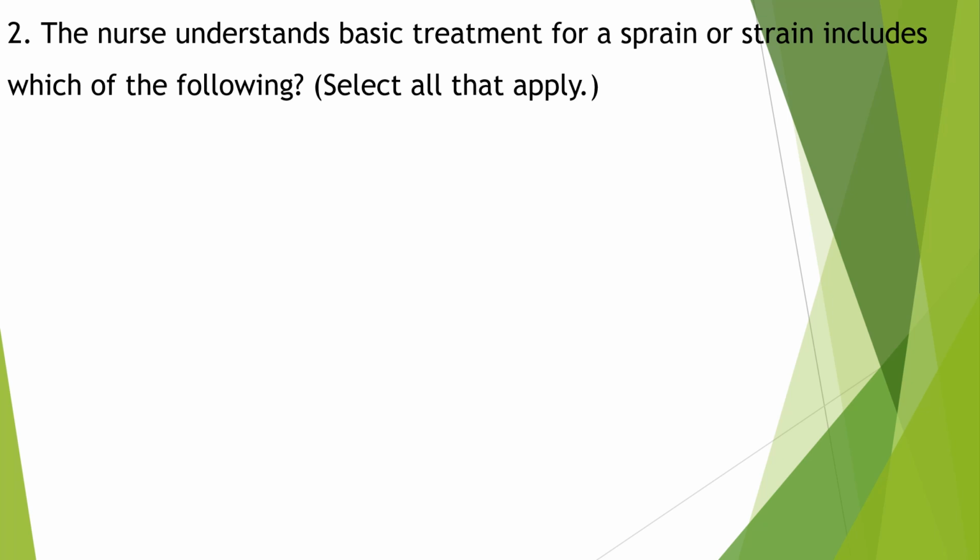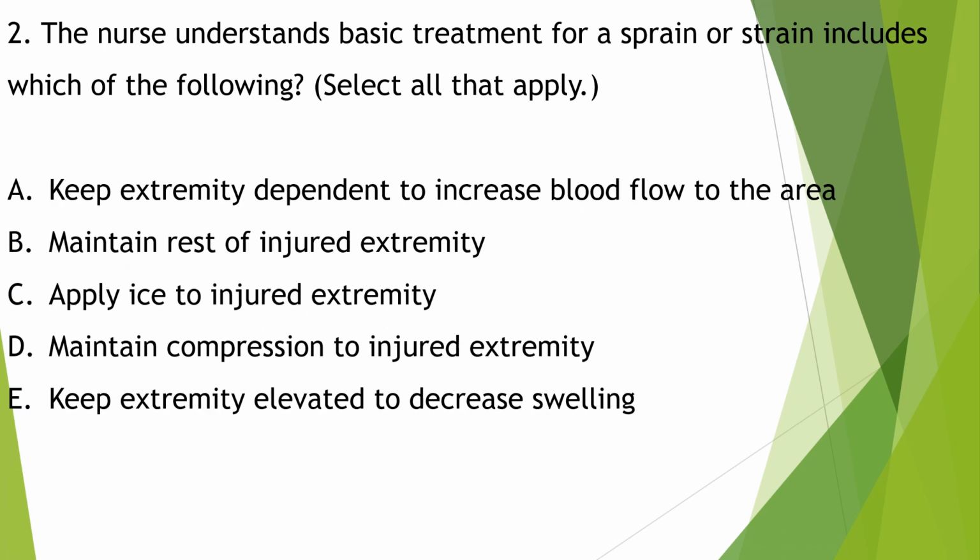The nurse understands basic treatment for a sprain or strain includes which of the following? Keep extremity dependent to increase the blood flow to the area. Maintain rest of injured extremity. Apply ice to injured extremity. Maintain compression to injured extremity. Keep extremity elevated to decrease the swelling.